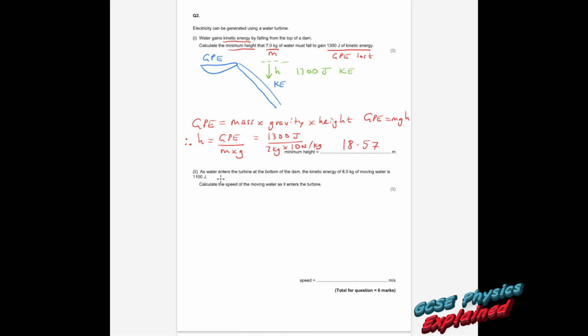Part 2. As water enters the turbine at the bottom of the dam, the kinetic energy of 8 kilograms of moving water is 1,100 joules. Calculate the speed of the moving water as it enters the turbine. Okay, this time it's about kinetic energy. So write down what you know when you know it. So we know the mass is 8 kilograms. We know the amount of kinetic energy is 1,100. So the equation for kinetic energy is a half mv squared.